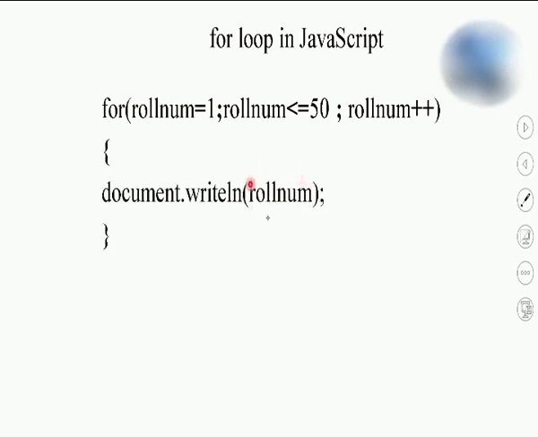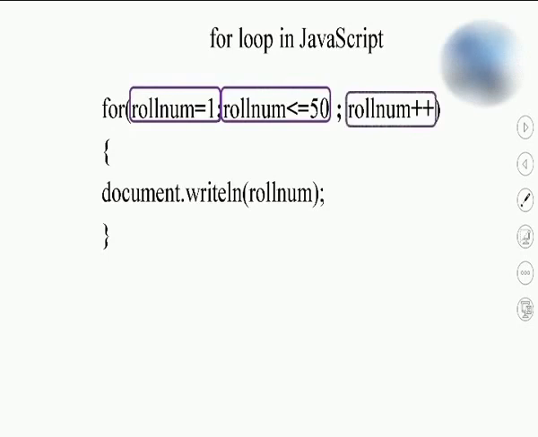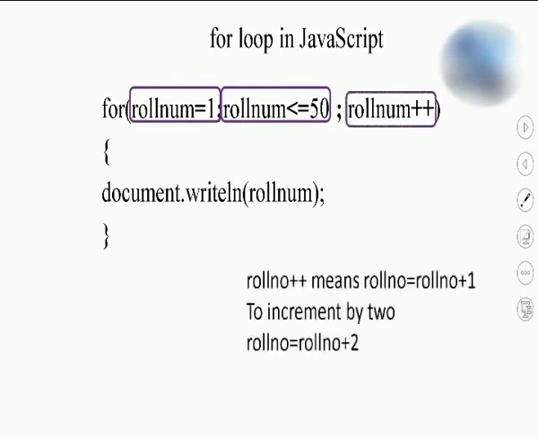So here I am writing only one statement, that is, print the roll number. If I write such code inside the script type equal to text/javascript, this will give me 1 to 50 roll numbers printed on my web page. So this is the initialization, condition and increment part. Now roll number plus plus means it is an increment, as I said, so roll number is equal to roll number plus 1.